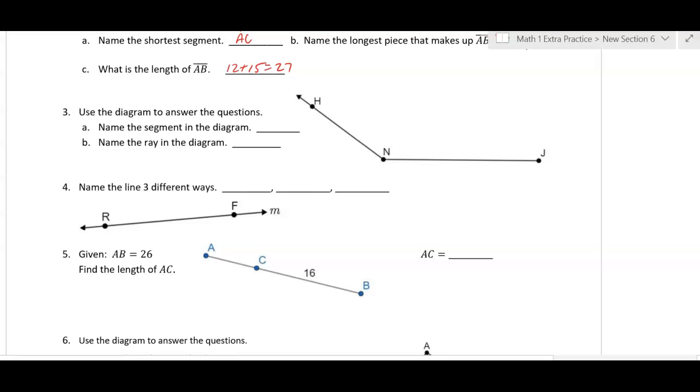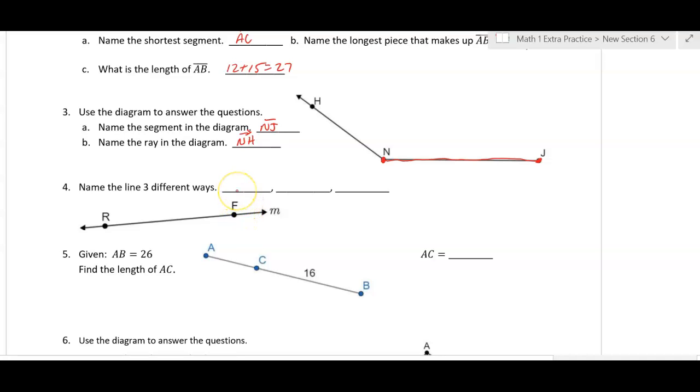Number 3, use a diagram to answer the question. So name the segment in the diagram. When I look at this, it starts here and goes all the way here and stops there. So NJ would be the segment in the diagram. If I look at the ray, it starts with N and goes through H, and NH would be the ray.